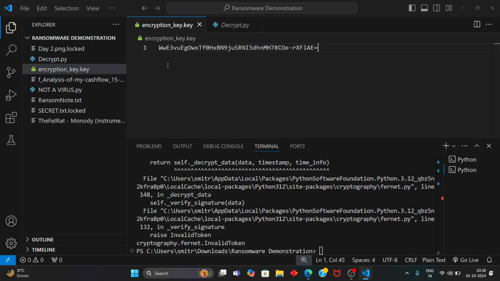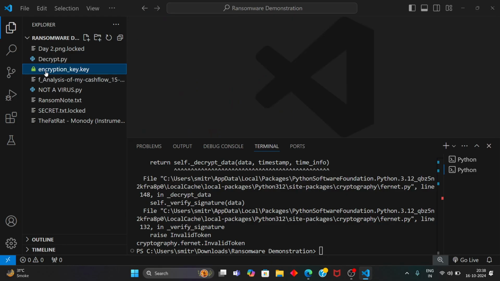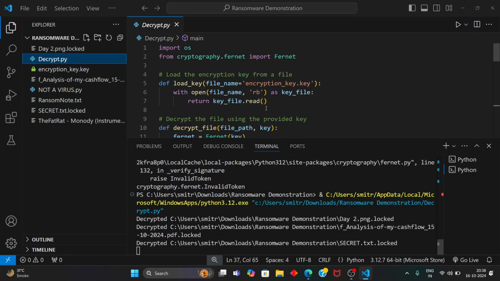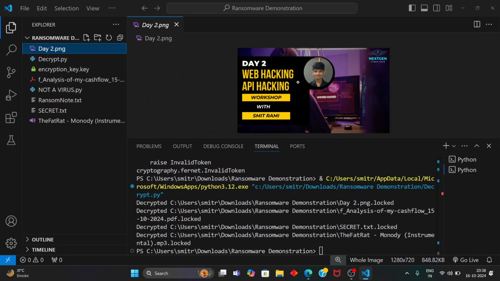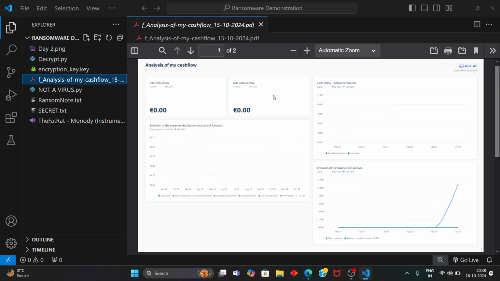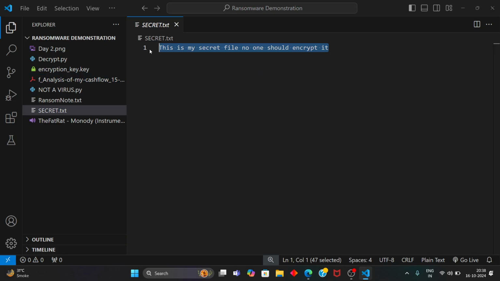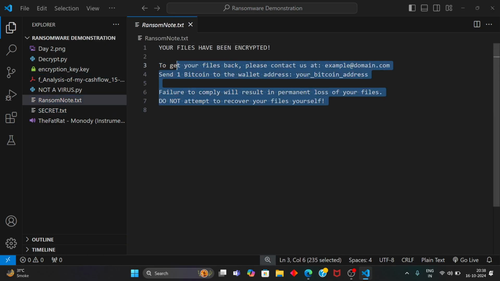And in an actual ransomware attack, they ask for some specific ransom money or bitcoins in order to give you back the key using which you can decrypt your data. Now we have the actual key here. Now if we try to decrypt our data again, as you can see, our data is back to normal and decrypted, right? We can access this and also the PDF file and also my secret text file. Yes, and this is our ransom note.